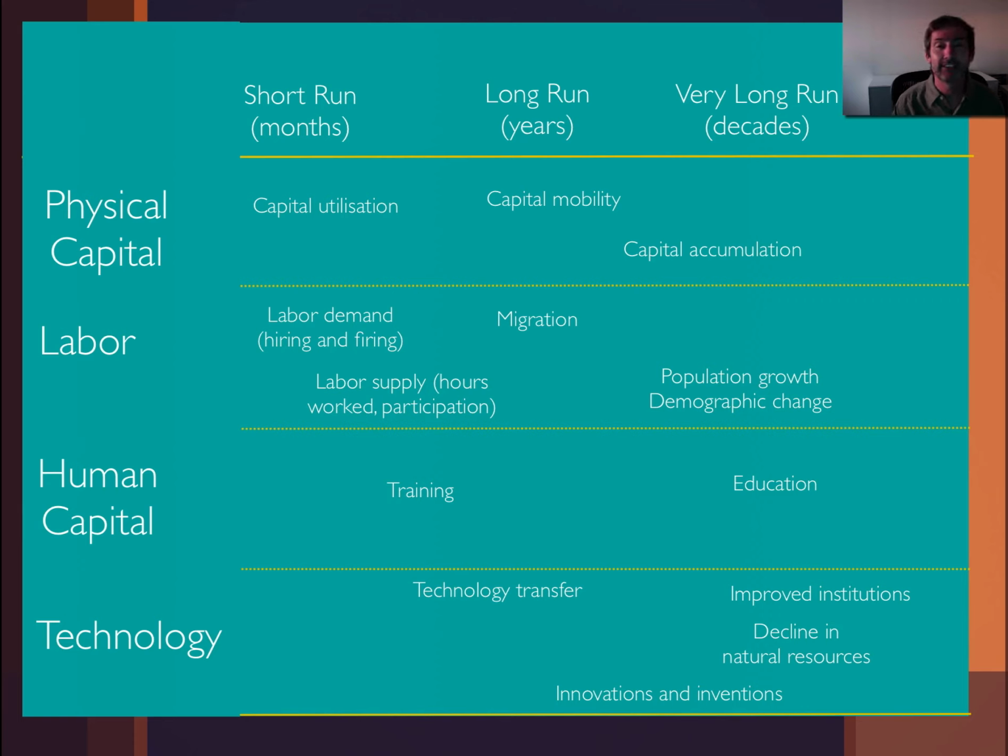So the underlying idea is that if we can think about the factors that change the different inputs into the production function, then we can explain how real GDP changes over time.